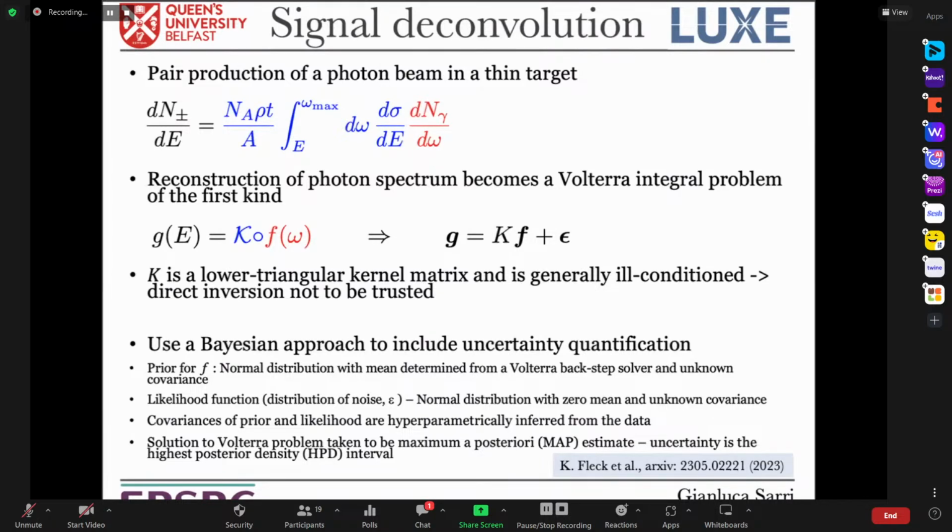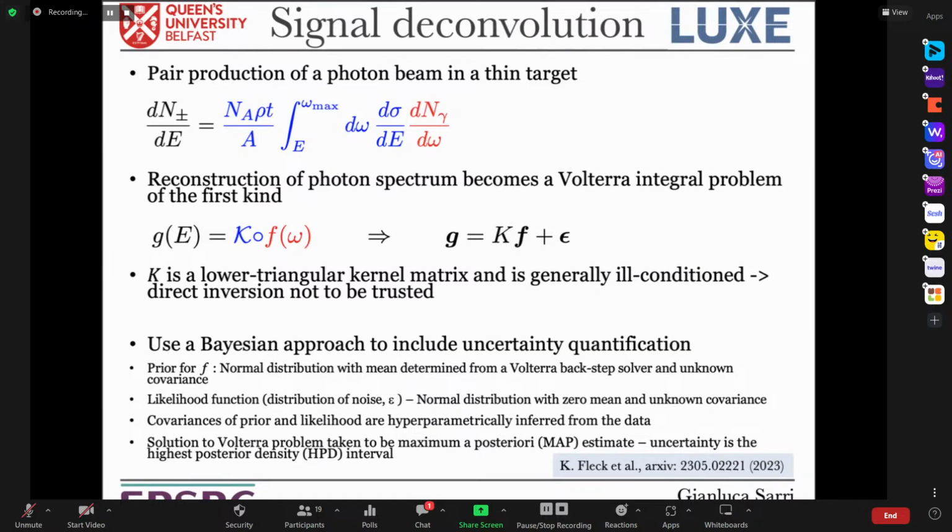spectrum. So basically here we need to invert this equation, because we do measure the electron-positron spectra, so dN plus minus, and we want, by inverting this relation, to obtain the gamma ray spectrum. So this turns out to not be an easy inversion problem, because the kernel of this operation is lower triangular, and therefore is quite generally ill-conditioned for inversion. So a direct inversion is not really very precise, cannot really be trusted.